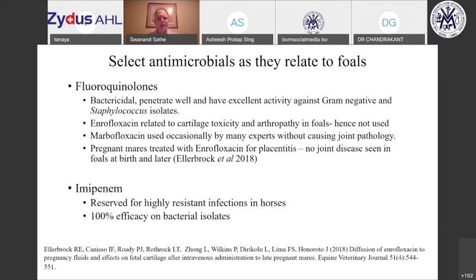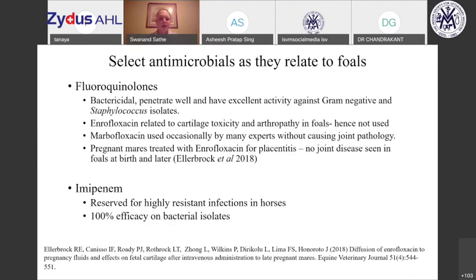Fluoroquinolones, like I mentioned, are bactericidal. They penetrate well. They have excellent activity against gram-negative bacteria and staphylococcus isolates. However, they also cause cartilage toxicity and arthropathy in foals, and hence enrofloxacin and ciprofloxacin especially should not be used in foals. There's a new drug called marbofloxacin that has been used occasionally in foals, and so far the authors have not reported any adverse conditions, especially pertaining to joints in these foals. And further, I guess research is underway for treating foal infections with marbofloxacin.